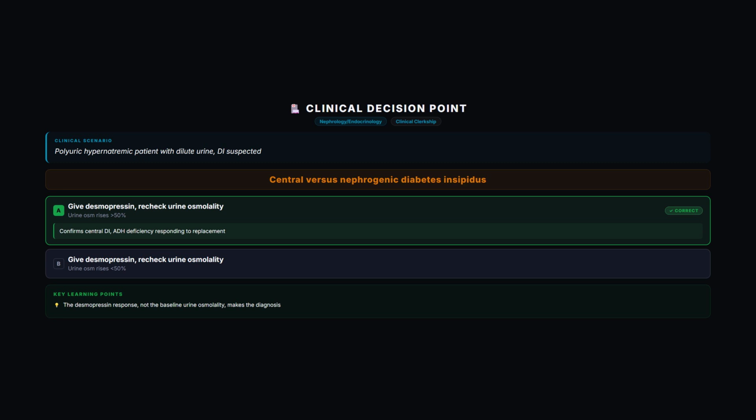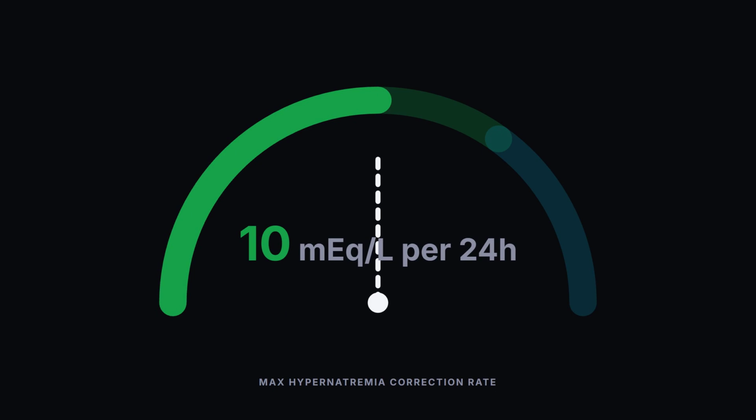Correction limits mirror the hyponatremia side of the ledger. Don't drop sodium faster than about 10 to 12 milliequivalents per 24 hours, or you risk cerebral edema from the brain's accumulated osmolytes pulling water back in too fast. Both directions carry risk here.